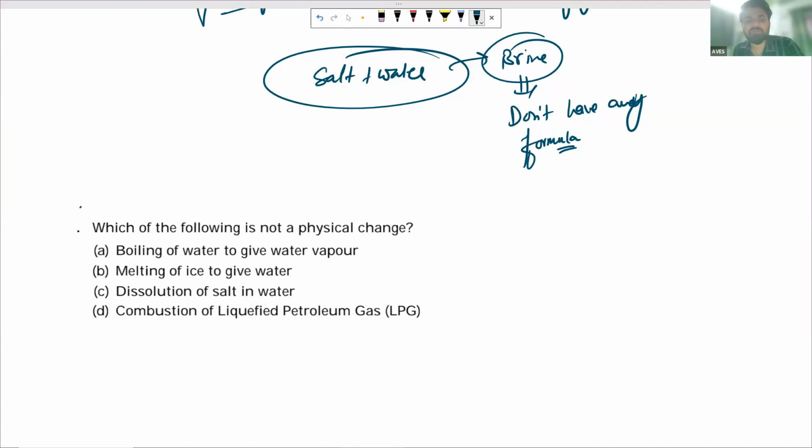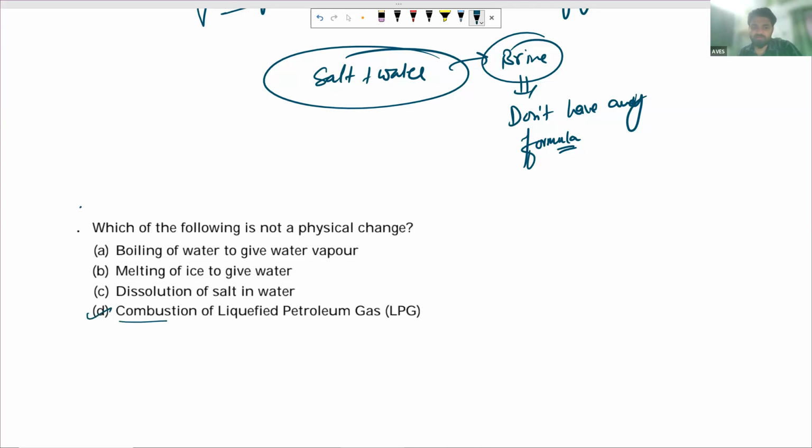Tell me which of the following is the correct option. Which of the following is not a physical change? Means indirectly asking for the chemical change. Tell me, what's the answer? Combustion of liquefied petroleum gas. Yes. Combustion of liquefied petroleum gas.